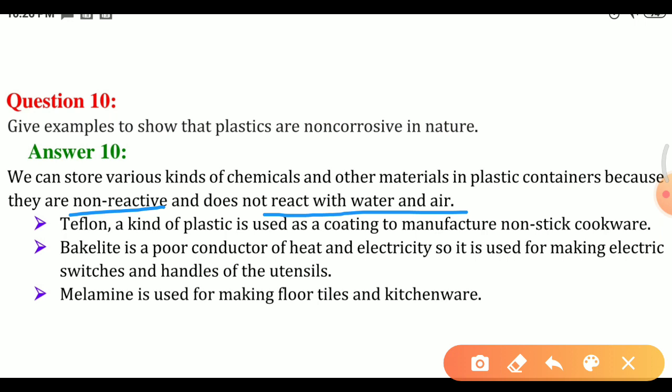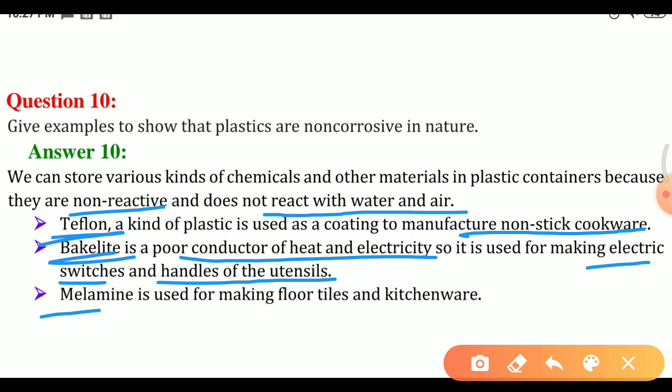Examples are Teflon, a kind of plastic, which is used as a coating to manufacture non-stick cookware. Then Bakelite is another example; it is a poor conductor of heat and electricity, so it is used for making electrical switches and handles of utensils. Melamine, the third example, is used for making floor tiles and kitchenware.